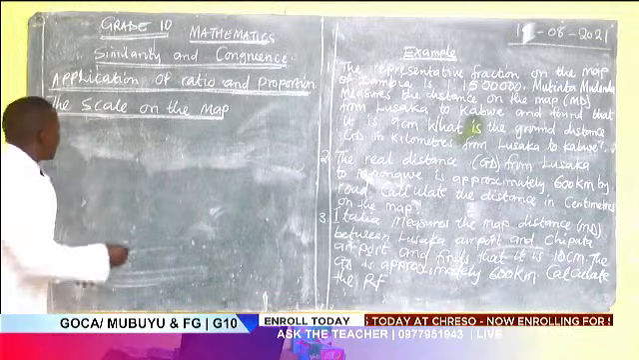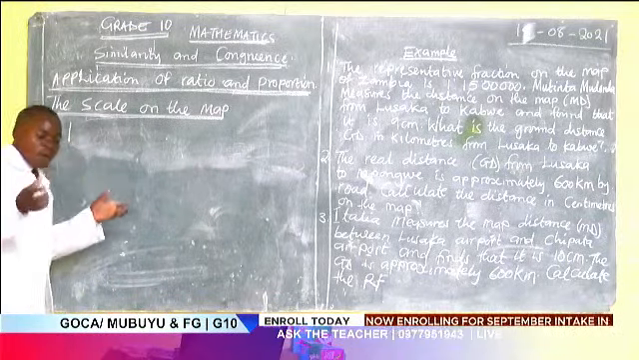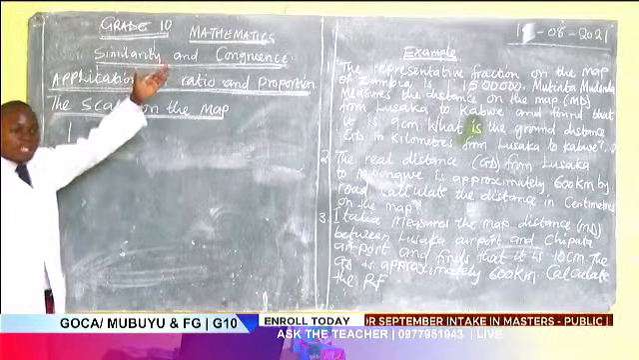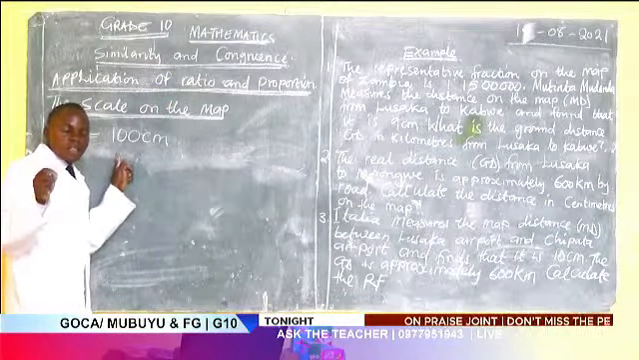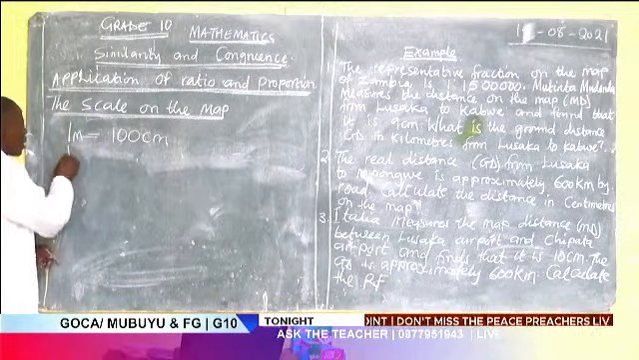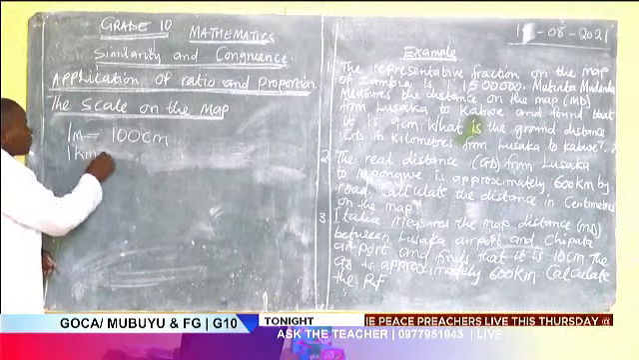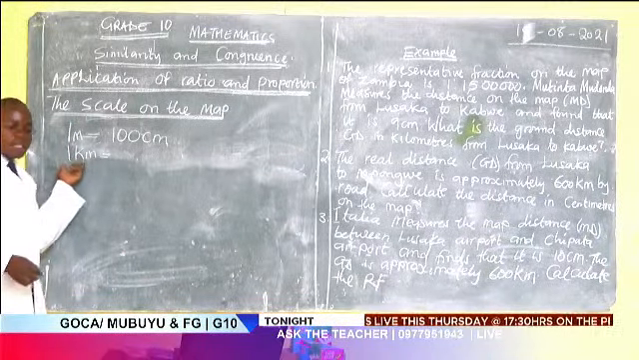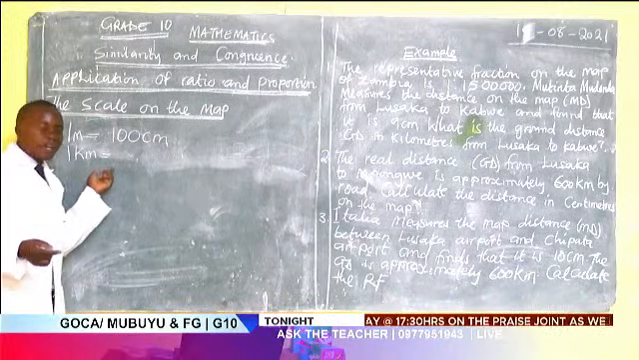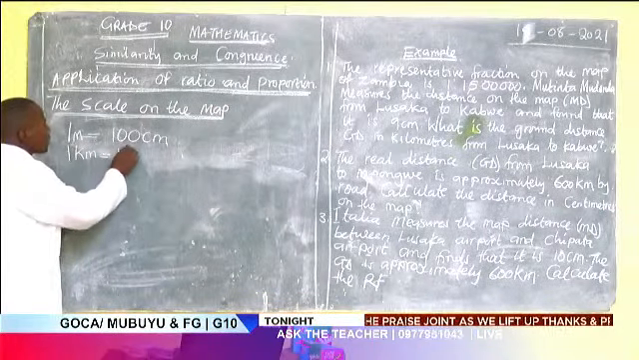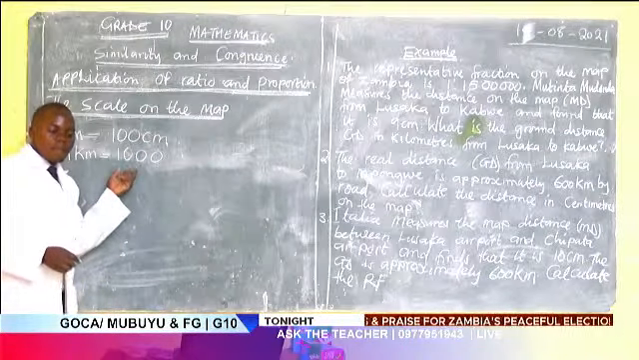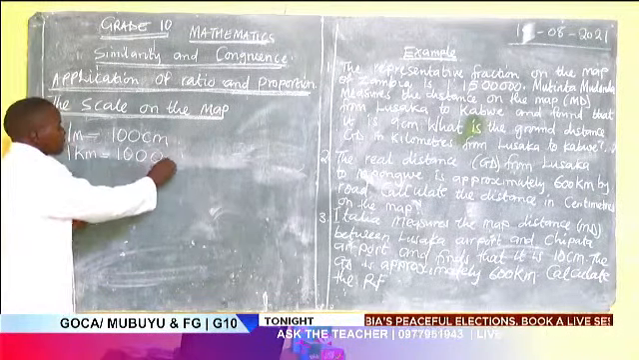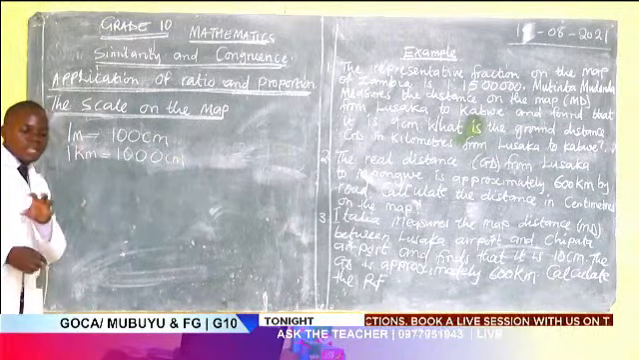You discover here 1 centimeter or 1 meter. If you get a ruler, 1 meter is equivalent to 100 centimeters. What about 1 kilometer? So 1 kilometer is equivalent to 1,000 meters, which is what? Centimeters, because we need all of them to be in centimeters.